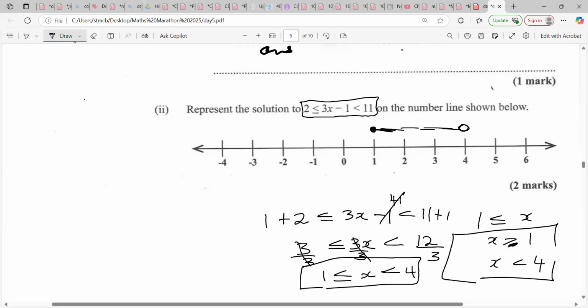Well, for this one, right? This one should be open, guys. And the ones that are less than 4 would be going in this direction. So that will be our solution.